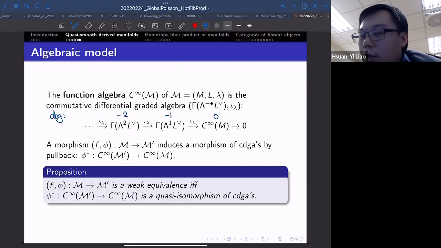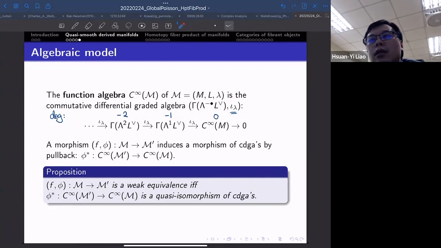And this is just contraction. This is contraction with the given section. So this contraction becomes a degree 1 operator, and the square is 0. Yeah, so it becomes a CDGA.